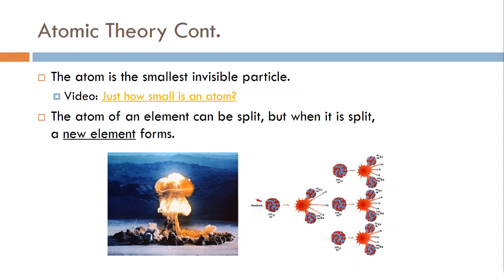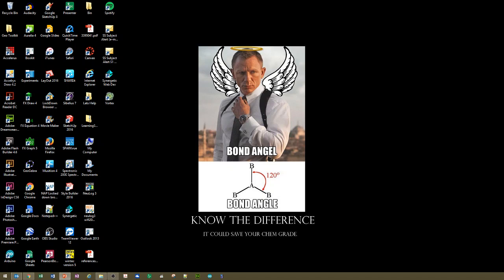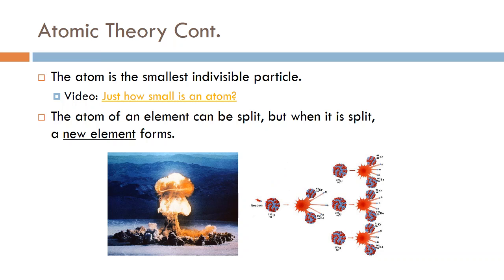All right. The atom is the smallest indivisible particle. It says invisible, but it should say indivisible. Indivisible, like it can't be divided. So that means that you can't divide it. That's the smallest particle to make a substance.